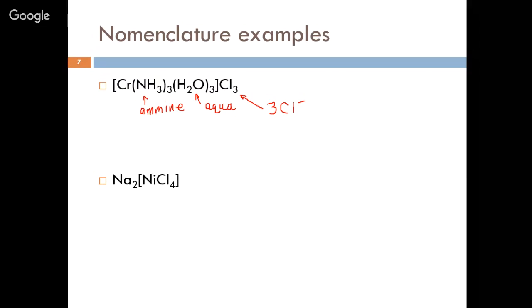So we have amine and we have aqua. The amine comes first. So this is triamine. We have 3 waters, so that's tri, aqua. Then we name the metal, chromium.